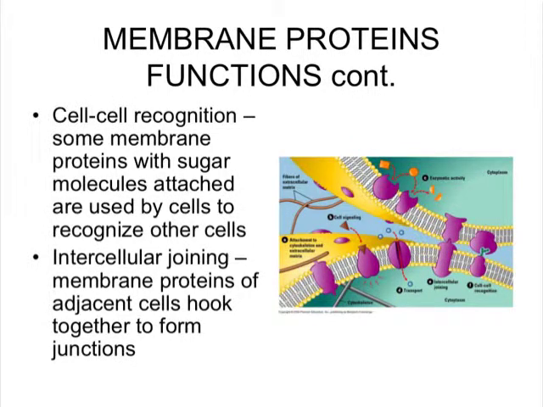Other membrane proteins are for cell-to-cell recognition, so that the cells can recognize each other and make sure that one of them's not an enemy or an invader, a bacterial cell or a virus. So that is shown right here, cell-to-cell recognition. And then finally, we also have proteins in the cell membrane that are for intercellular joining. So they're going to actually hook up with the proteins in another cell membrane, and they're going to lock themselves together so that those two cells are joined together to make a tissue.